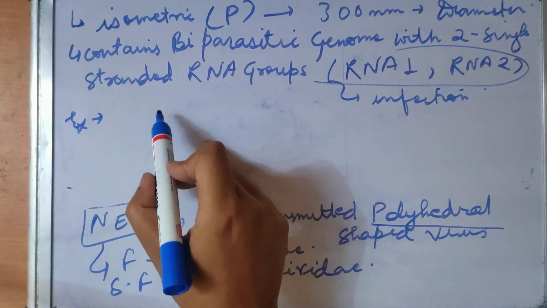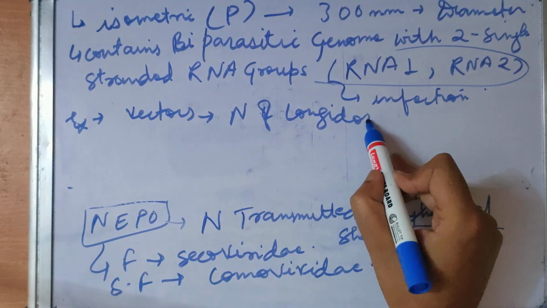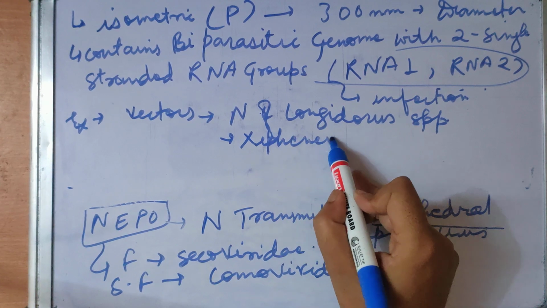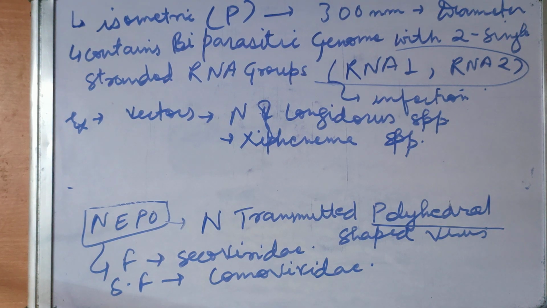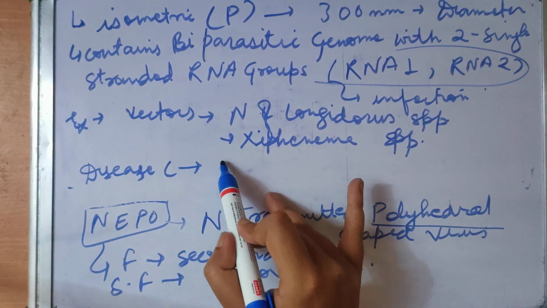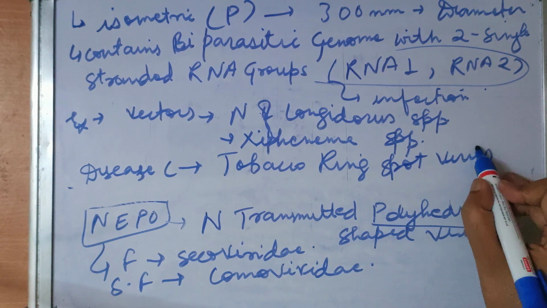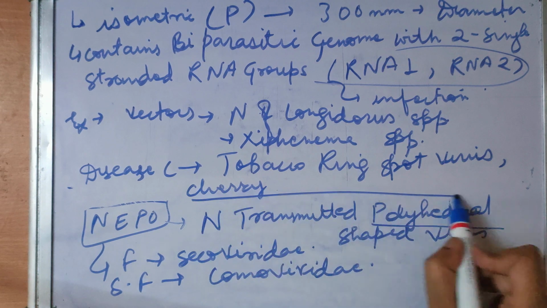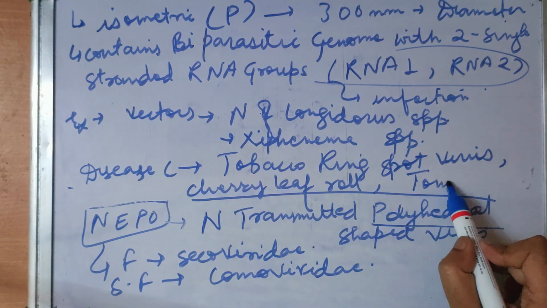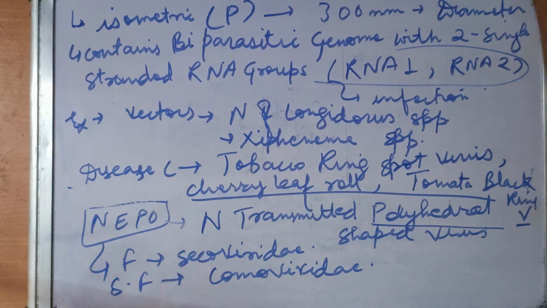For vectors, we see examples of nematodes of Longidorus species or nematodes of Xiphinema species. The diseases caused by these viruses are tobacco ring spot virus, cherry leaf roll disease, and tomato black ring virus or tomato black ring disease. So this was about NEPO.